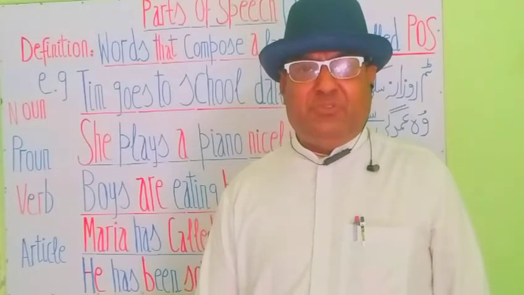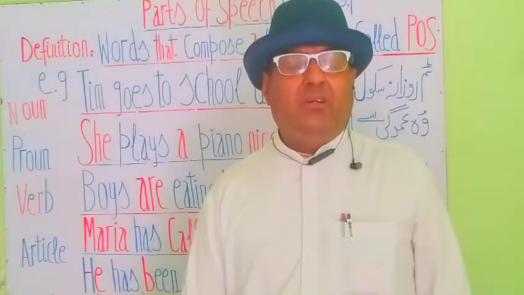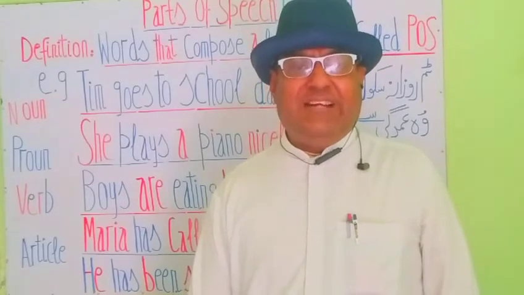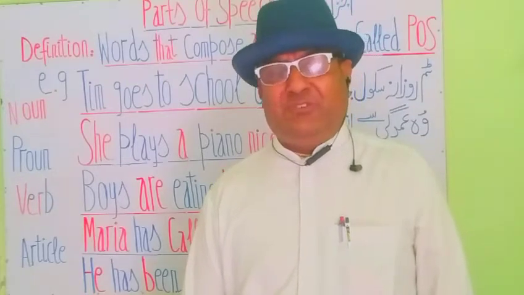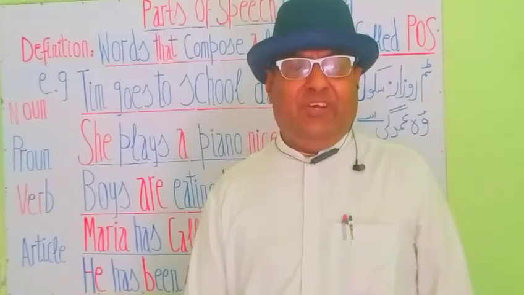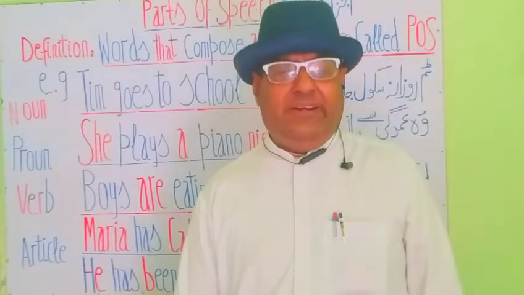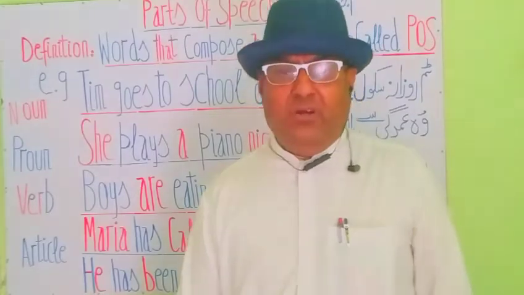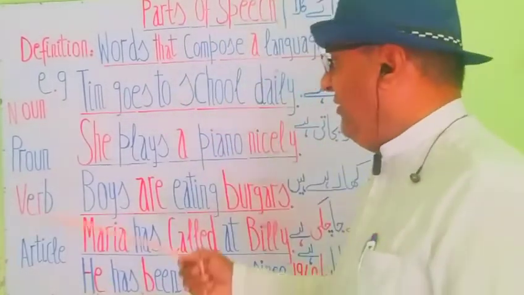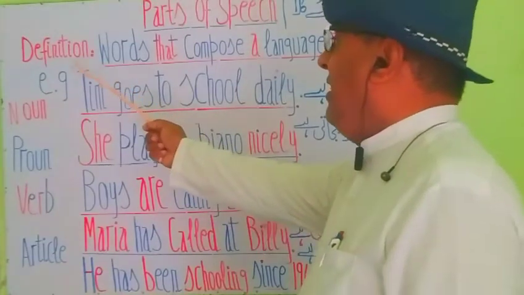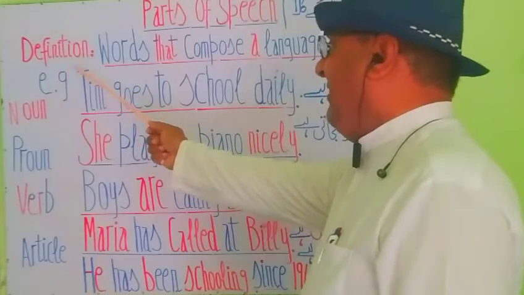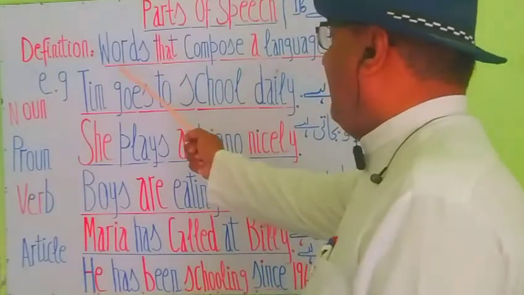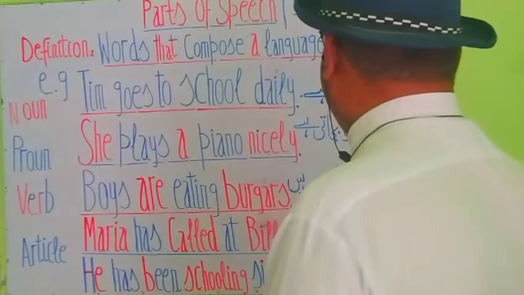These are called parts of speech. We should have a definition of these words. Words that compose a language are called parts of speech, and we have mentioned that the first is noun. Let's view it up here on the whiteboard. So you see here the definition of parts of speech. Words that compose a language are called parts of speech.